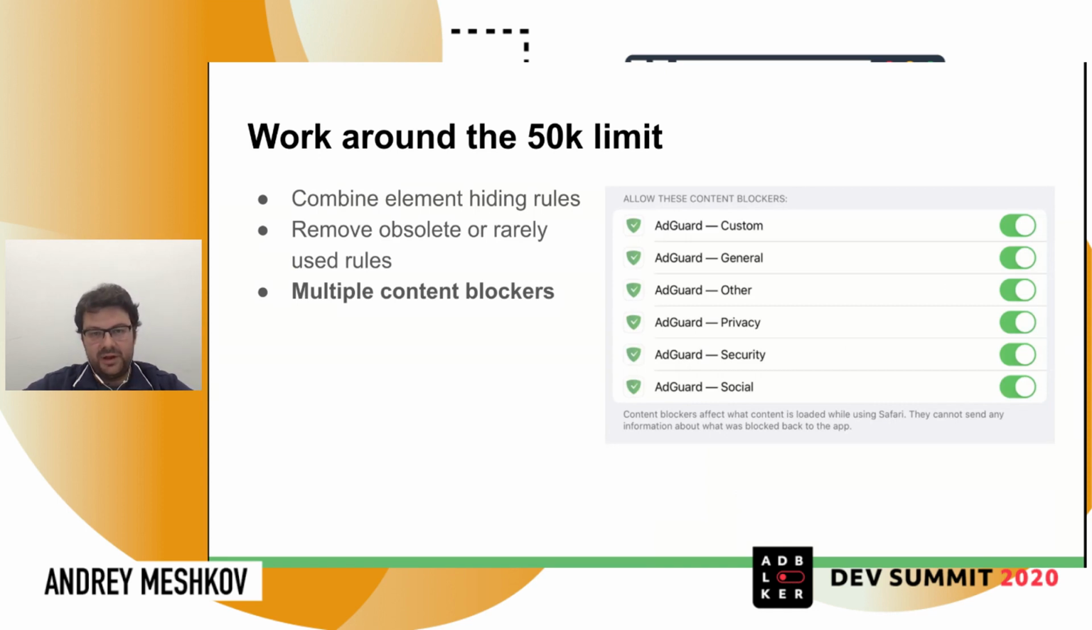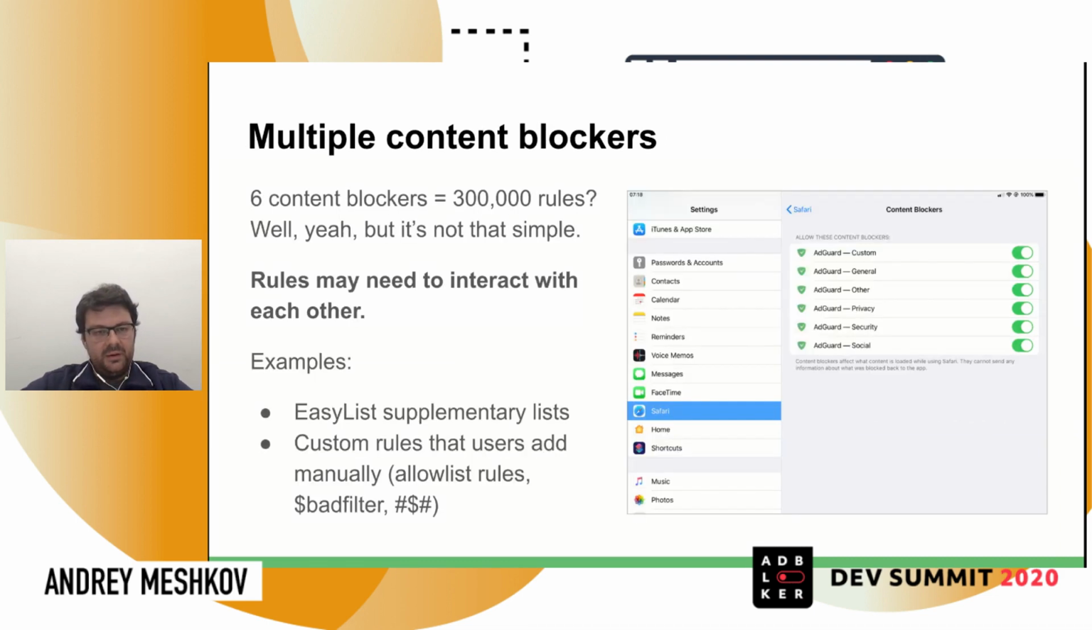And finally, to the last point, multiple content blockers. As you can see on the slide, AdGuard registers 6 different content blockers for Safari. Each of these content blockers is limited by 50K rules. But does it actually mean that 6 content blockers allow us to use 300K rules? Well, yes and no. It's just not that simple.